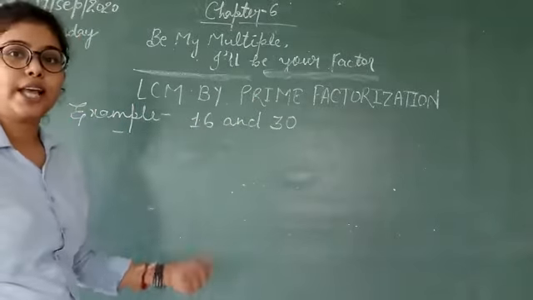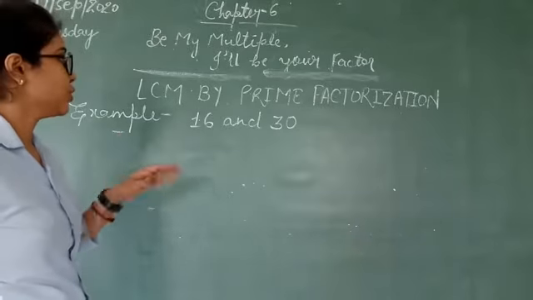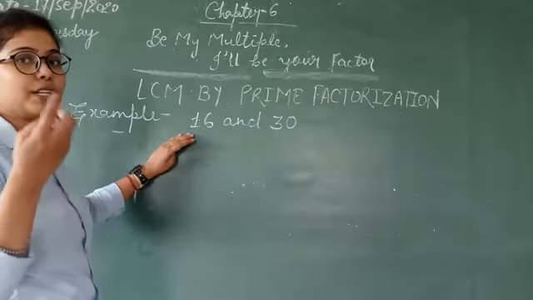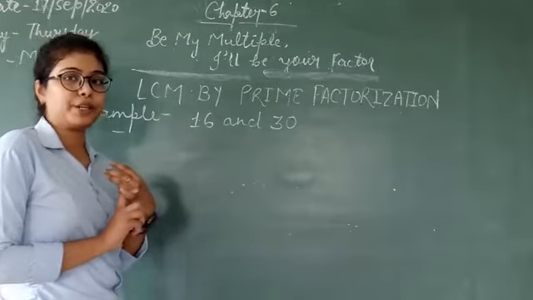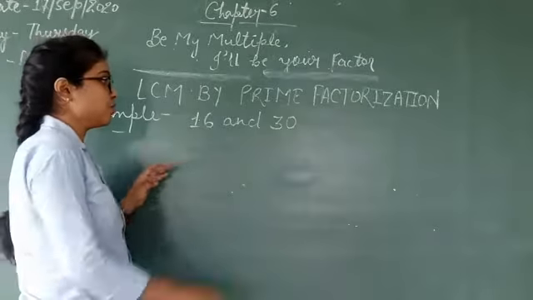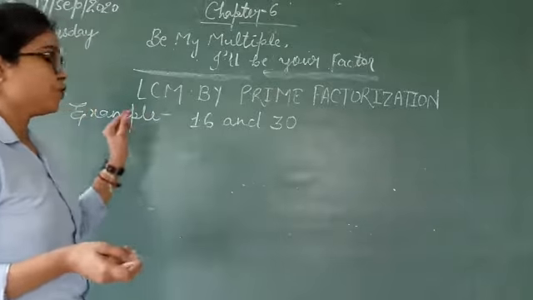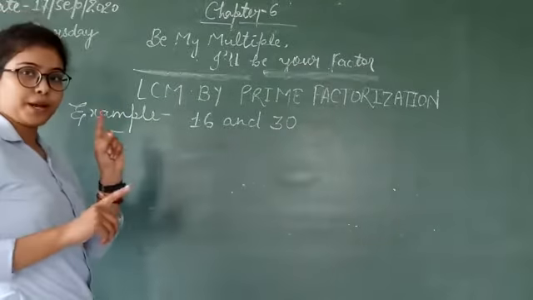Prime numbers are those which have only two factors, 1 and itself. We know that the lowest prime number is 2. So in prime factorization, what do we have to do? We have to divide the given numbers by prime numbers. First of all, we start with the lowest prime number.